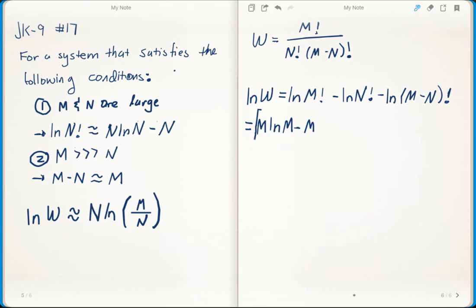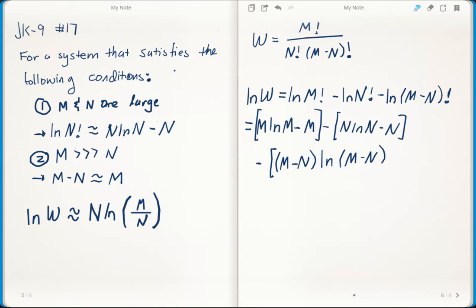We put a bracket over this. Then the next, ln n factorial, becomes n ln n minus n. And then the third term becomes a bracket, (m minus n) ln (m minus n) minus (m minus n).